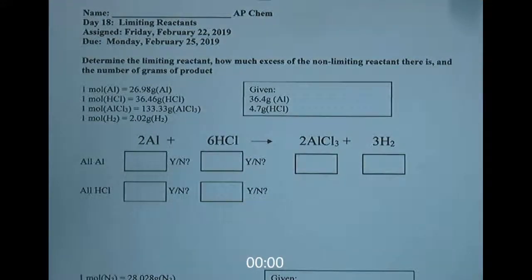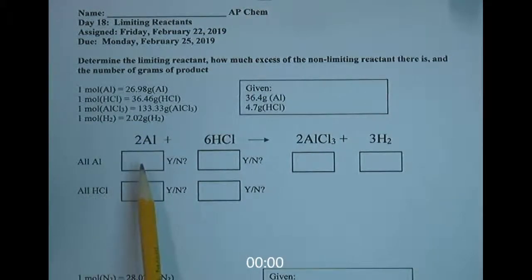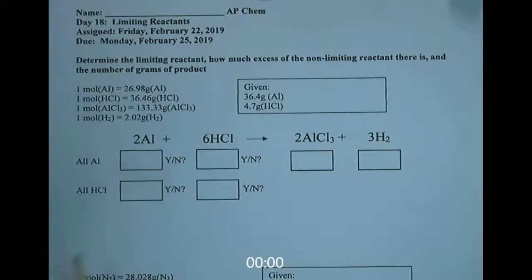Okay, so I'm going to show you how to do this, and you'll see different approaches to this problem. They look different, but they're all fundamentally the same: you have to run the reaction twice. You run the reaction once, assuming that you use up all the aluminum you were given.